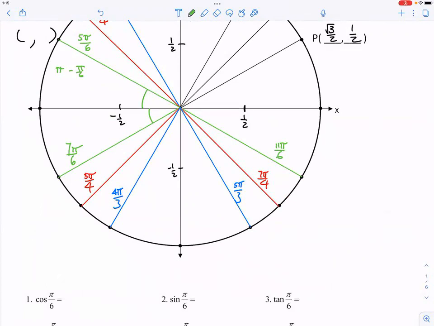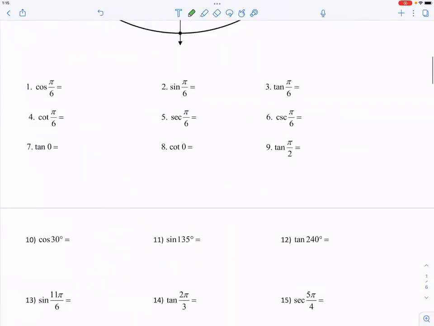100 next Monday? Get 100 next Monday? Okay. So, yeah, make sure you do that.